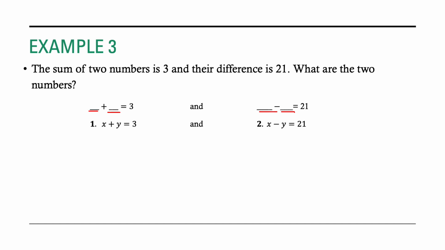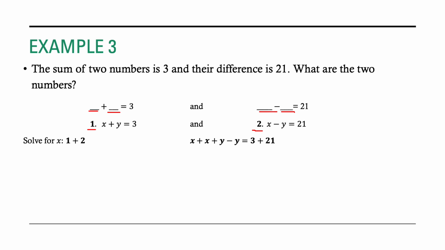The second thing we should do is label each equation. We've labeled them equation 1 and equation 2, but we've also labeled our unknown numbers as x and y. So now we have x plus y will give us 3, and x minus y will give us 21. So now by using something called simultaneous equations, which we'll touch on in a future video, we can add these two equations together to solve for x.